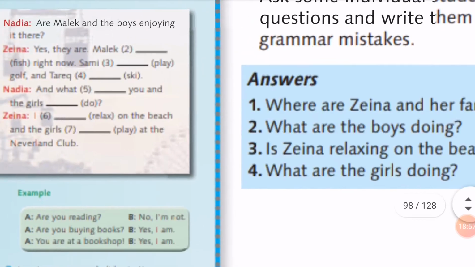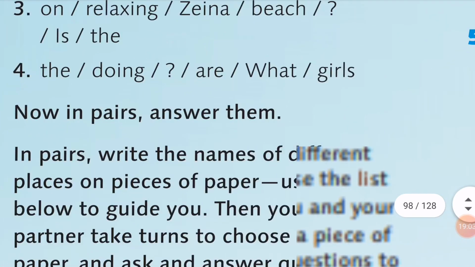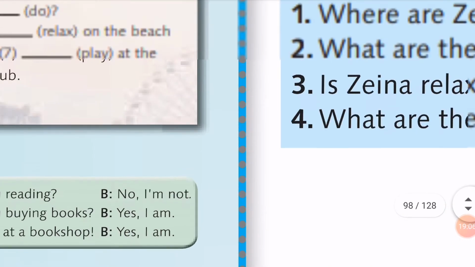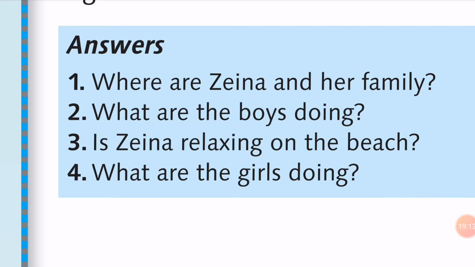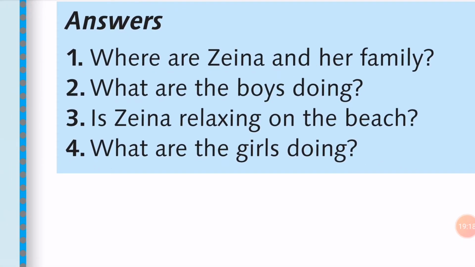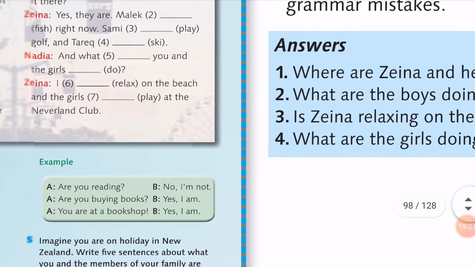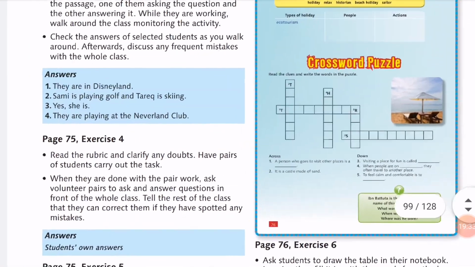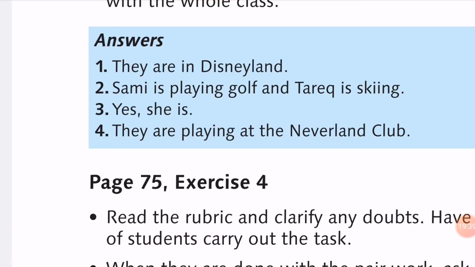These questions are about this dialogue. Now, they wanted to answer them. Now, in pairs, answer them. You have to answer these questions from the dialogue between Zaina and Nadia. Okay, first one. Where are Zaina and her family? According to the interview here, or sorry, the dialogue. The answer here, the answer: they are in Disneyland. This is the answer for question number 1.